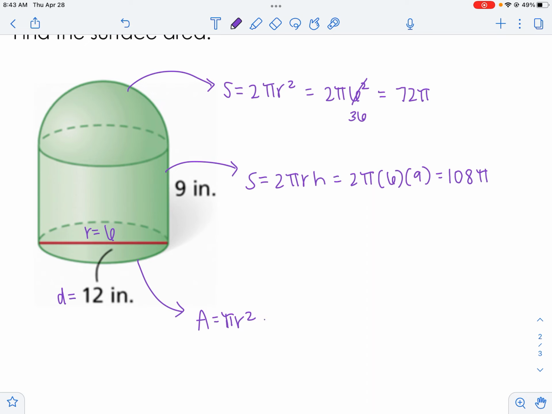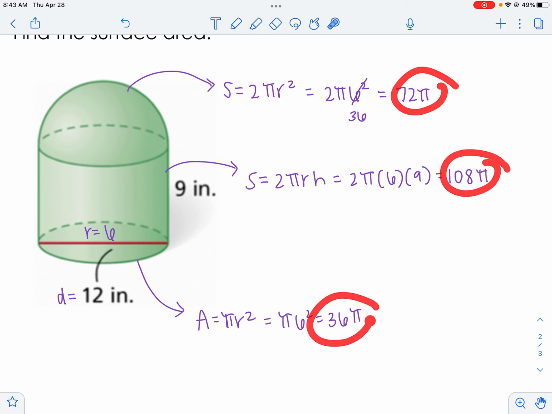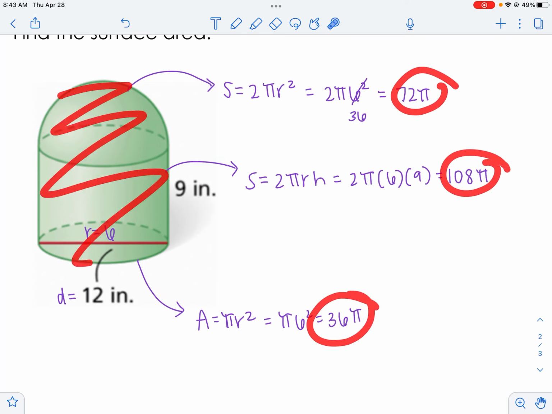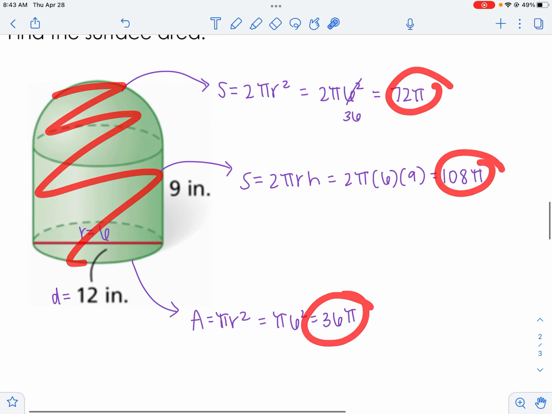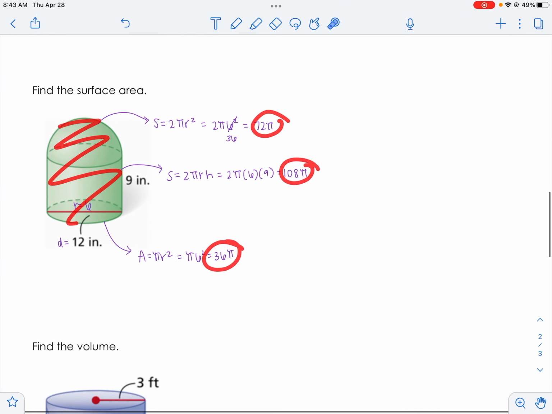And then for the base, for the circle on the bottom, that would be pi r squared. So pi 6 squared would be 36 pi. And then if we add all of those together, that's going to give us the total surface area for the shape. So I'm going to give you a minute to add all of those up.